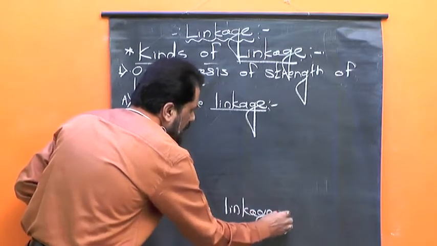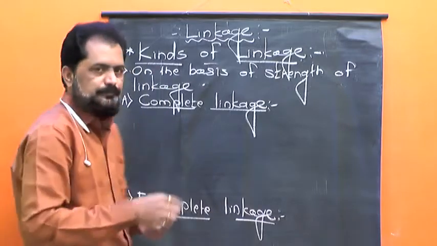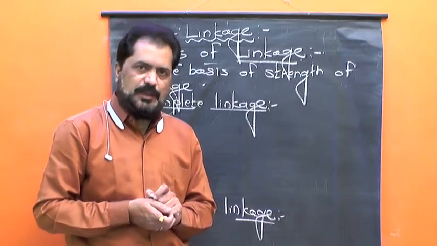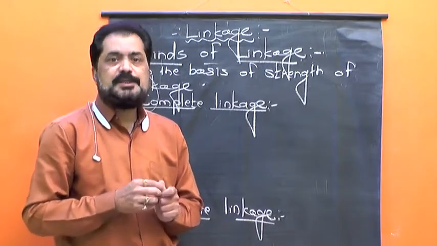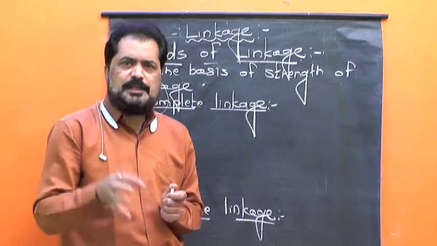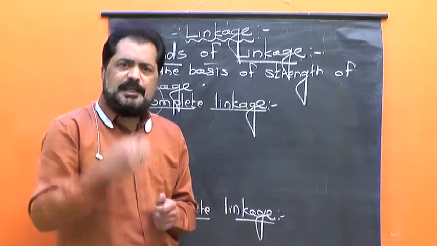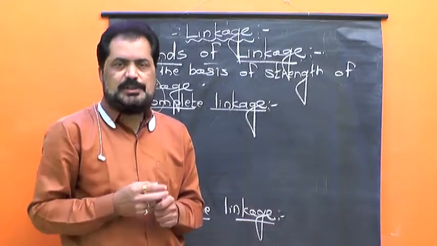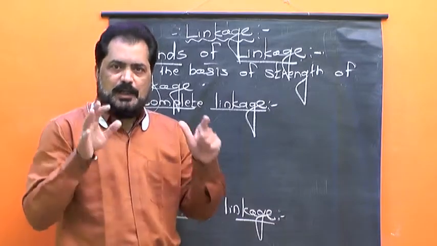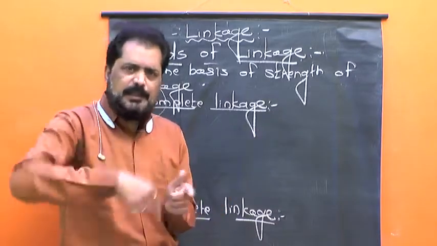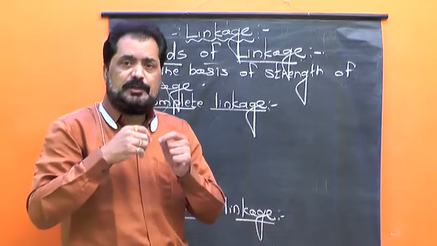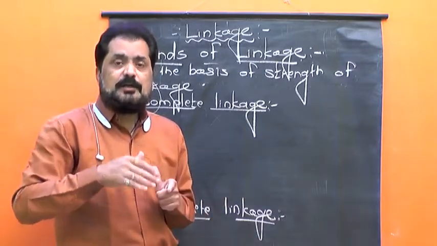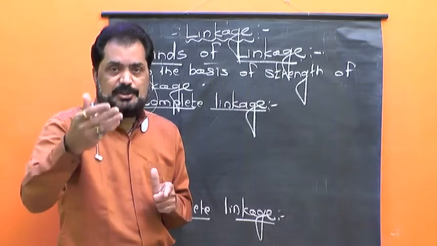First of all, complete linkage. Very simple. Complete linkage is the kind of linkage in which the two genes present on the same chromosome always remain together and inherit together generation after generation. It means they do not separate from each other even after inheritance through many generations.